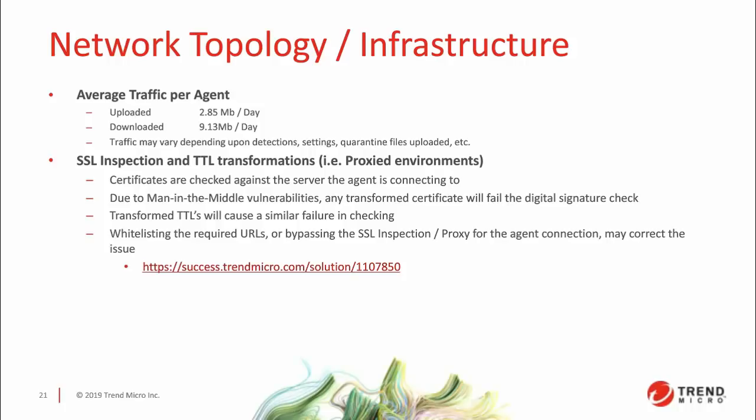One of the biggest things I've noticed is proxied environments, especially with SSL inspection and TTL transformation. The certificates are checked against the server, so if that certificate is altered or the TTL becomes too long, the agent will consider it somewhat of a man-in-the-middle attack, and it'll drop it. So you'll see offline agents, you'll not be able to update. Various things can happen when you do this. So it's imperative to whitelist the URLs and bypass that SSL inspection if you can.